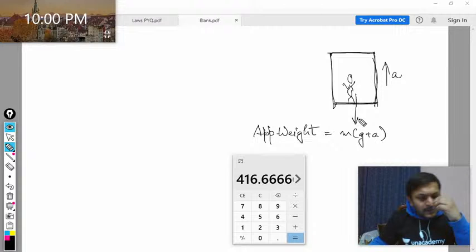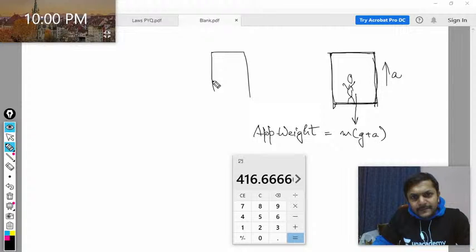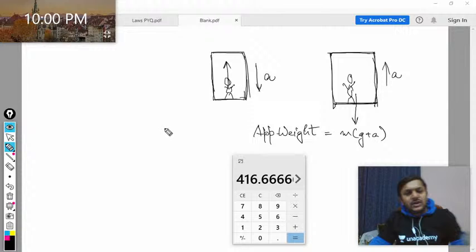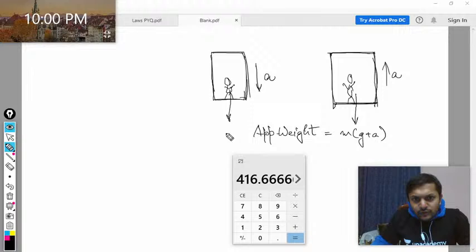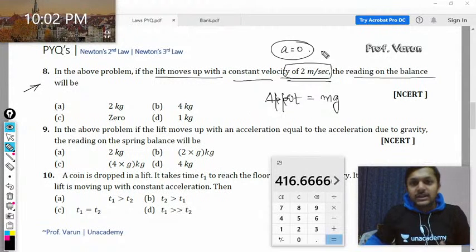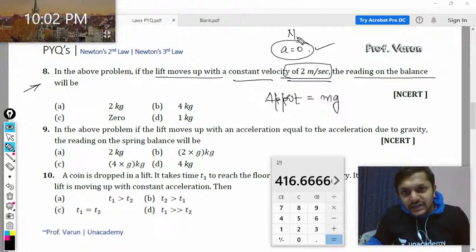Okay, and the other case, if the lift is descending, see, the pseudo force is always taken in the opposite direction. So we will subtract it here. The apparent weight here will be m into (g - a). My dear students, if the acceleration of the lift, up or down, is 0, then there is no change.